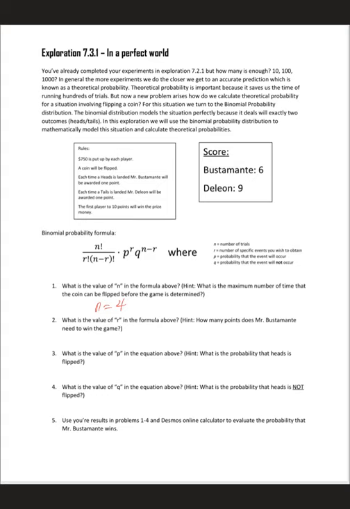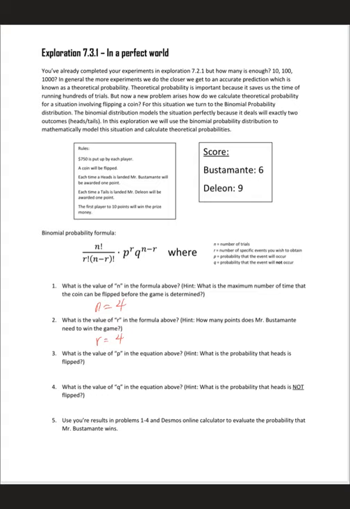Okay, so for question number 2, what is the value of r in the formula above? Well, it's very similar to n, so r should just be 4, because that's how many points Mr. Bustamante needs to win the game. Moving on to question 3.